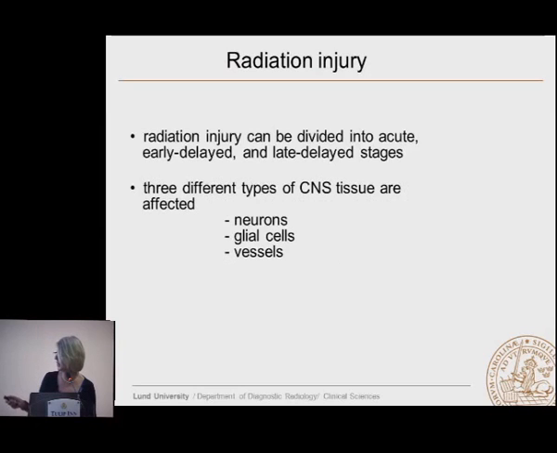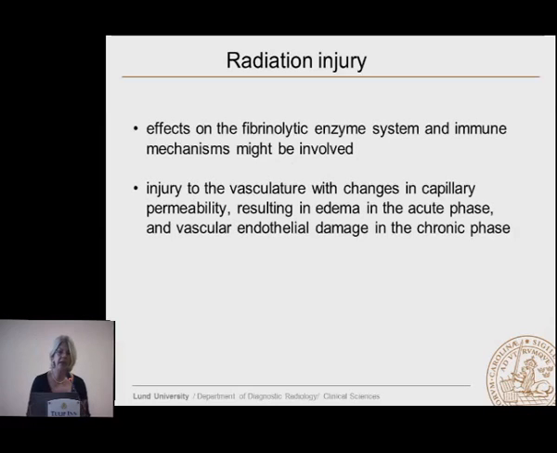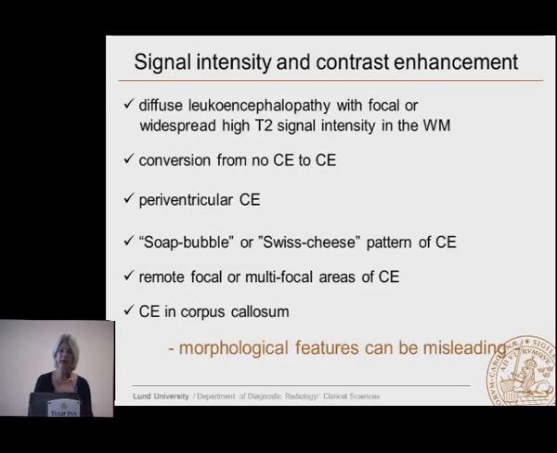So we could divide them into acute, early delayed, and late delayed, and we know that it involves the neurons, the glial cells, and the vessels. The underlying pathology is still a little bit unclear, but one thinks it's an effect of the fibrinolytic enzyme system and immune mechanisms. Initially you would have an injury to the capillary permeability, where you see an edema, and in the more chronic phase, you would have vascular endothelial damage, and you could then see areas of pathological contrast enhancement because there is an increased permeability and blood-brain barrier damage.